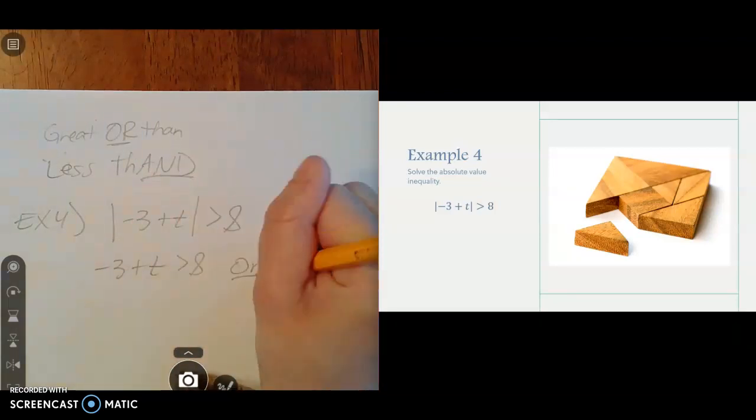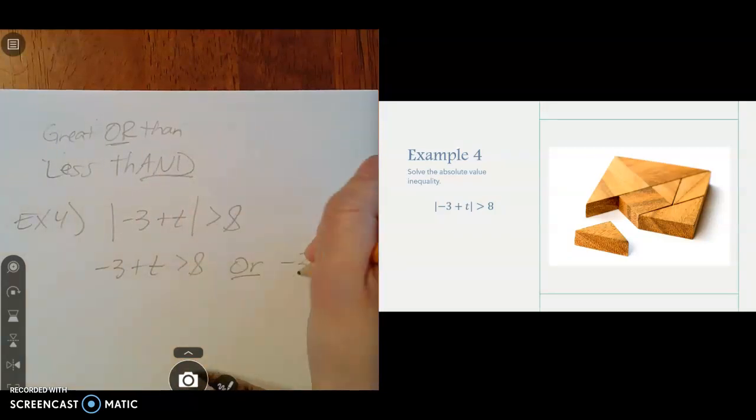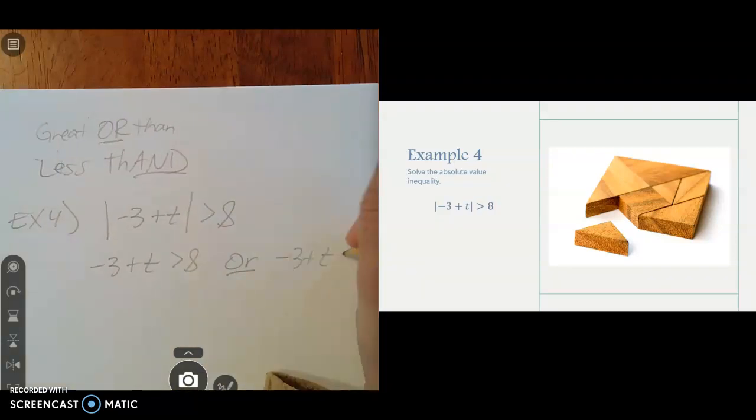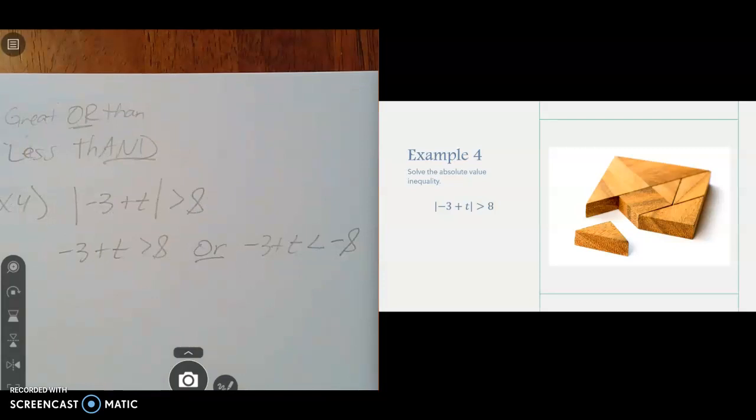Or, because it's greater than, I'm going to have negative 3 plus t, and then I'm going to switch the sign and switch the sign. So switch and flip. So I'll flip to less than and switch to negative 8. That's what the other one looks like, okay? Now that we have those two together, let's go ahead and solve each one independently. We'll graph them and we'll figure out where that union is since it's an or inequality.